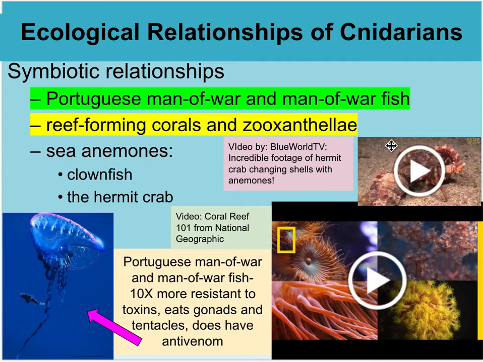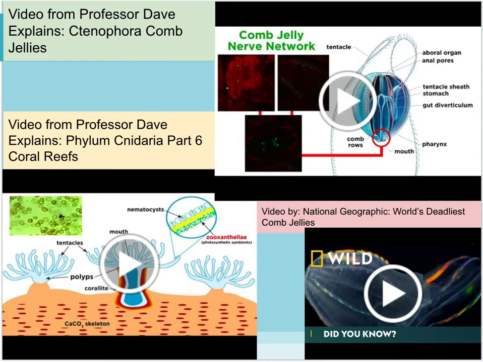and the anemones get free food from the crab after it nibbles on things, and the anemones give the crab protection. So that would be a good mutualistic relationship. This is a video by Blue World TV, incredible footage of a hermit crab. This hermit crab is changing its shell, and when it goes to a larger shell, it picks off the anemones and puts them on the new shell to take them with it. Totally crazy. This is a video by Coral Reef 101 from National Geographic that you can look up as well.